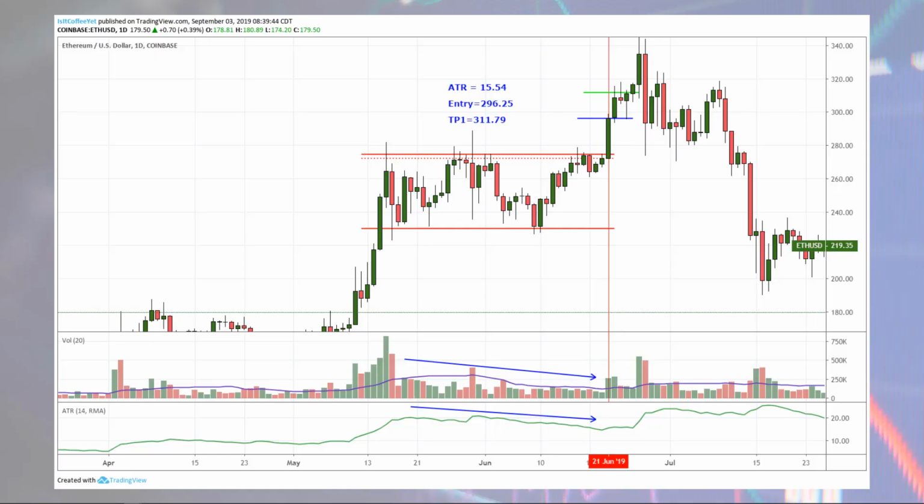Now, I've gone back on the charts and I've cherry-picked these because I wanted some good examples for you to see. Here's a daily chart of the cryptocurrency Ethereum. This trading range started in early to mid-May, right in here, and finally broke through on June 21st, right here.